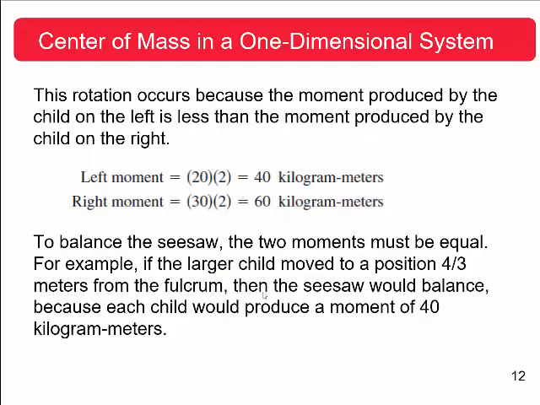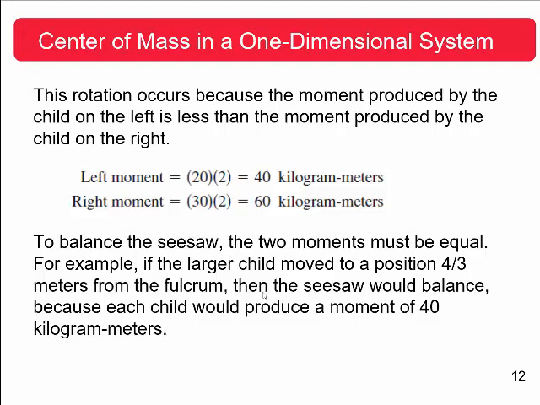The rotation occurs because the moment produced by the child on the left is less than the moment produced by the child on the right. So the left moment, you take the mass times the distance from the fulcrum, which is 2. So you'd have 20 times 2, which is 40 kilogram meters. And then the moment on the right with the heavier child, their mass was 30 times their distance from the fulcrum, 2. So 30 times 2 gets you 60 kilogram meters.